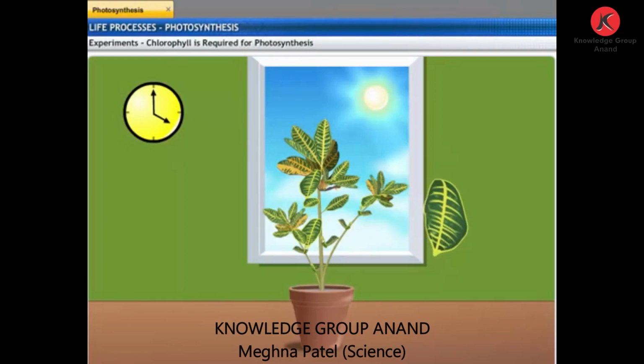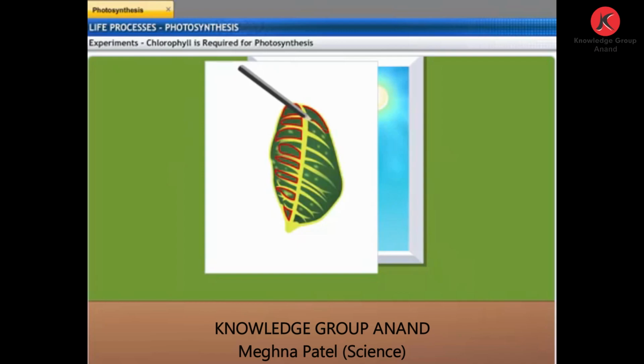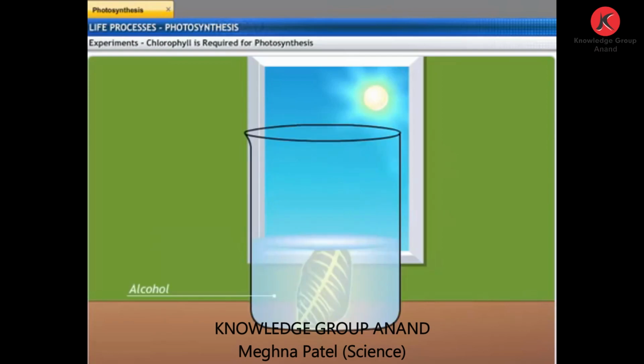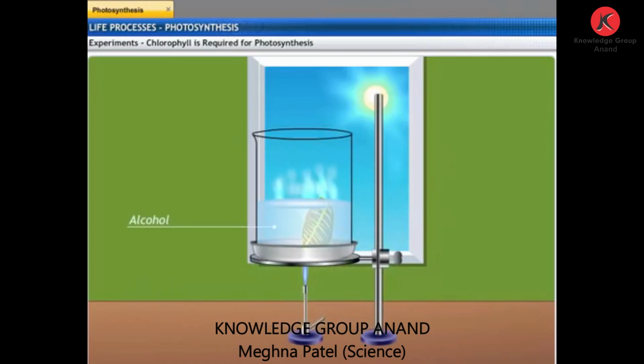Pluck a leaf from the plant. Mark the green areas in it and trace them using a sheet of tracing paper. Now, dip the leaf in boiling water for a few minutes. This process destroys all the enzymes in the leaf and stops any further chemical changes from taking place. After boiling, immerse the leaf in a beaker of alcohol. Place the beaker in a water bath and heat it till the alcohol begins to boil.